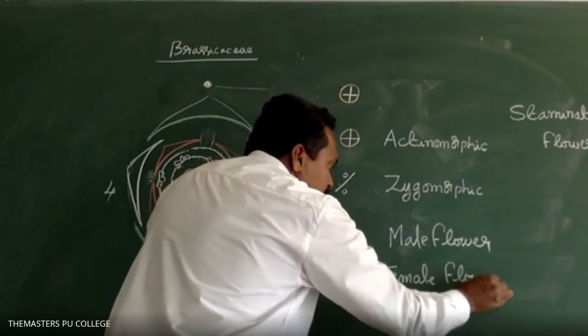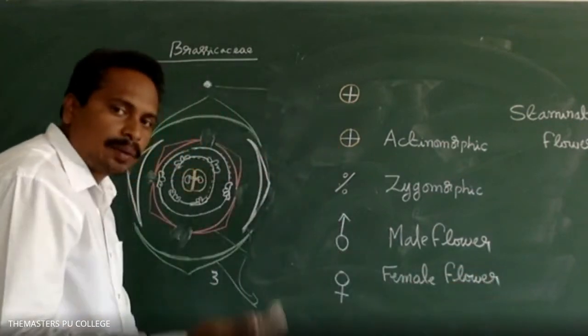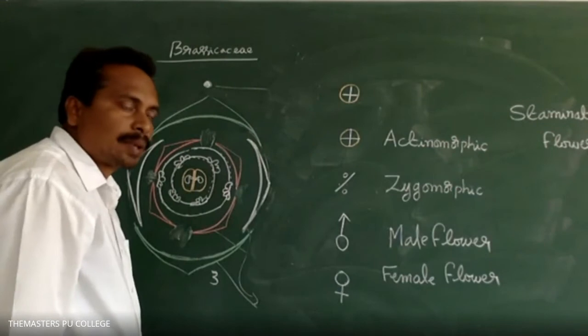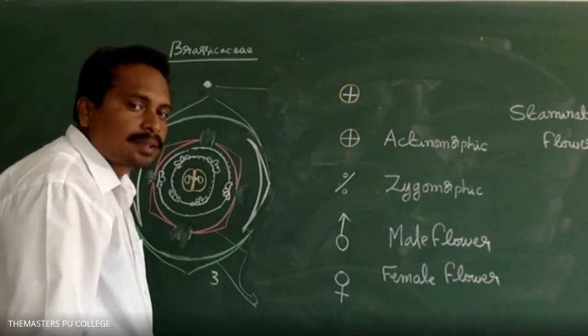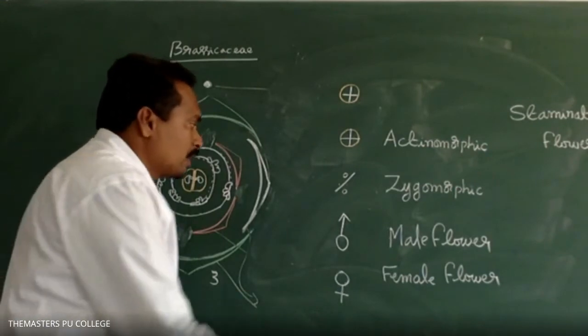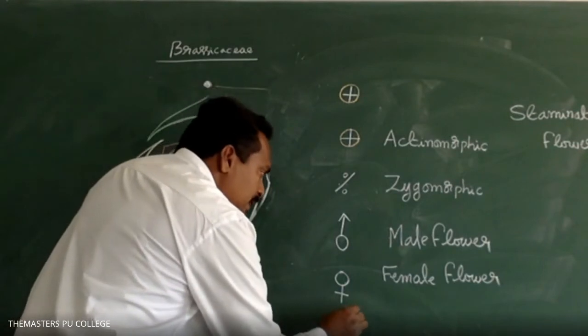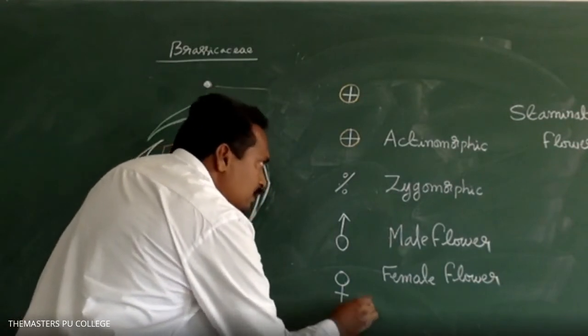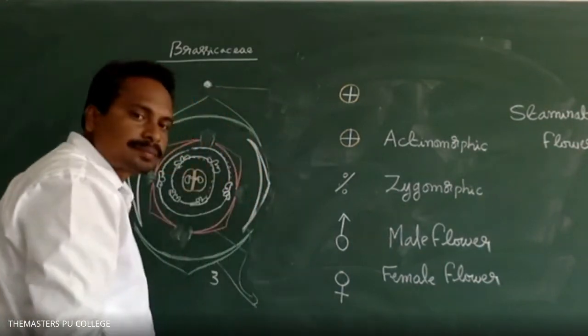In some of the plant species, both androecium and gynoecium, the male and female sex organs, are present. So that flower is called a bisexual flower.